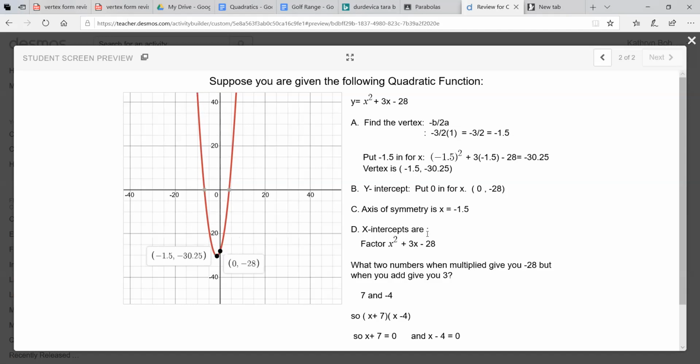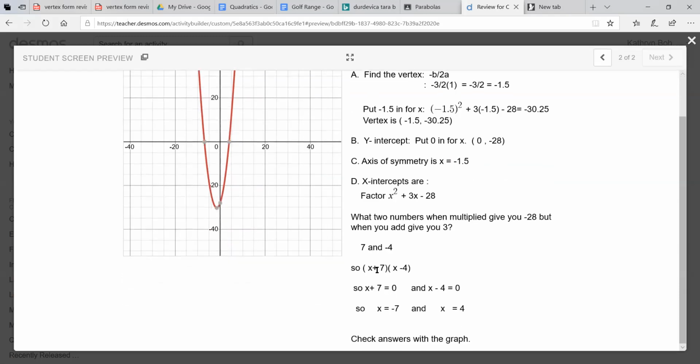Okay, x-intercepts. I'm going to ask you in the quiz to find the x-intercepts. You need to factor that because you will not probably have this graph in front of you to just click here and say, hey, it's negative 7 and 4. But what we're going to do is, don't forget, you're going to figure out what numbers you're going to multiply that gives you negative 28, but when you add them, gives you a 3. So if you think about it, it's 7 and negative 4. So it's going to be x plus 7, x minus 4.